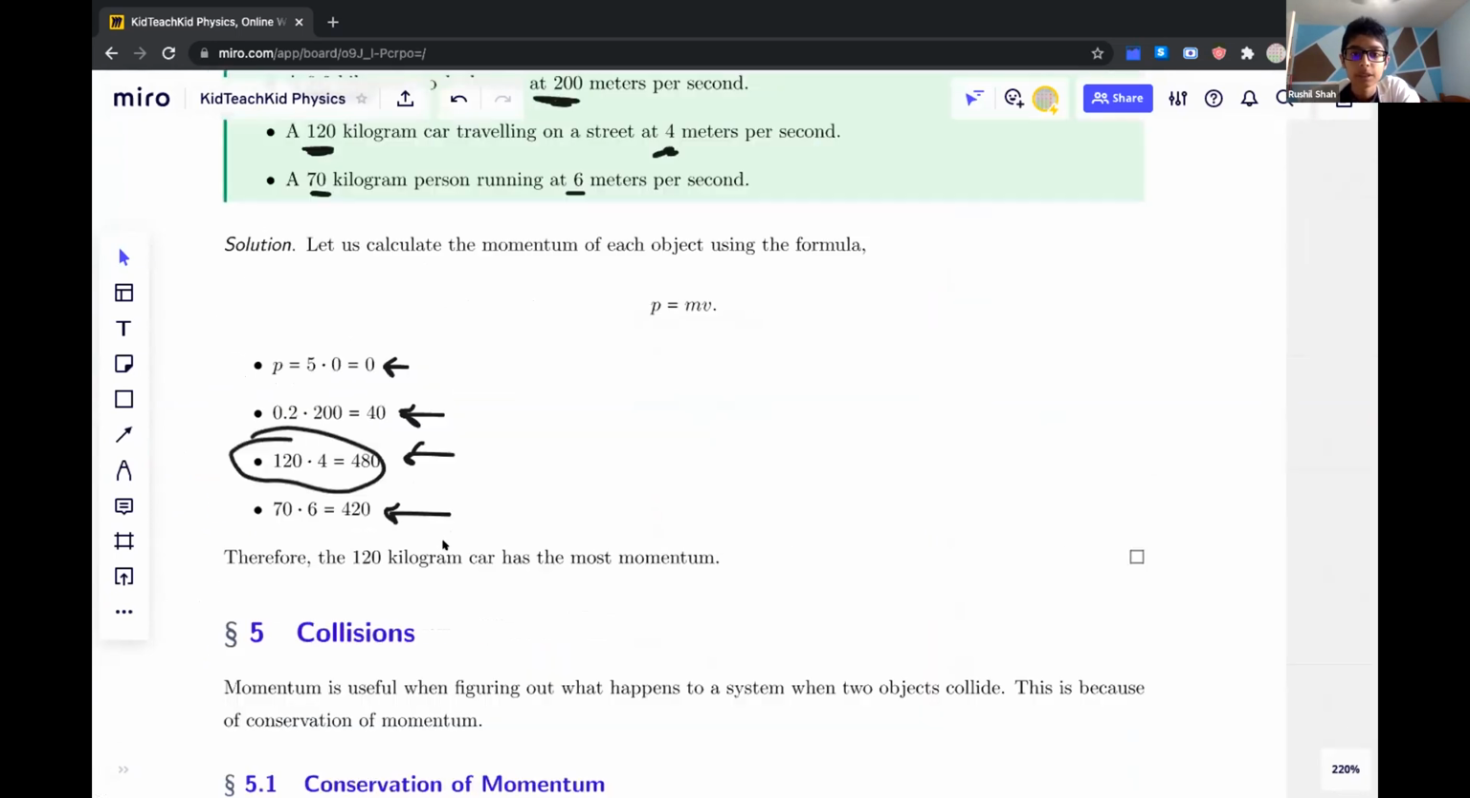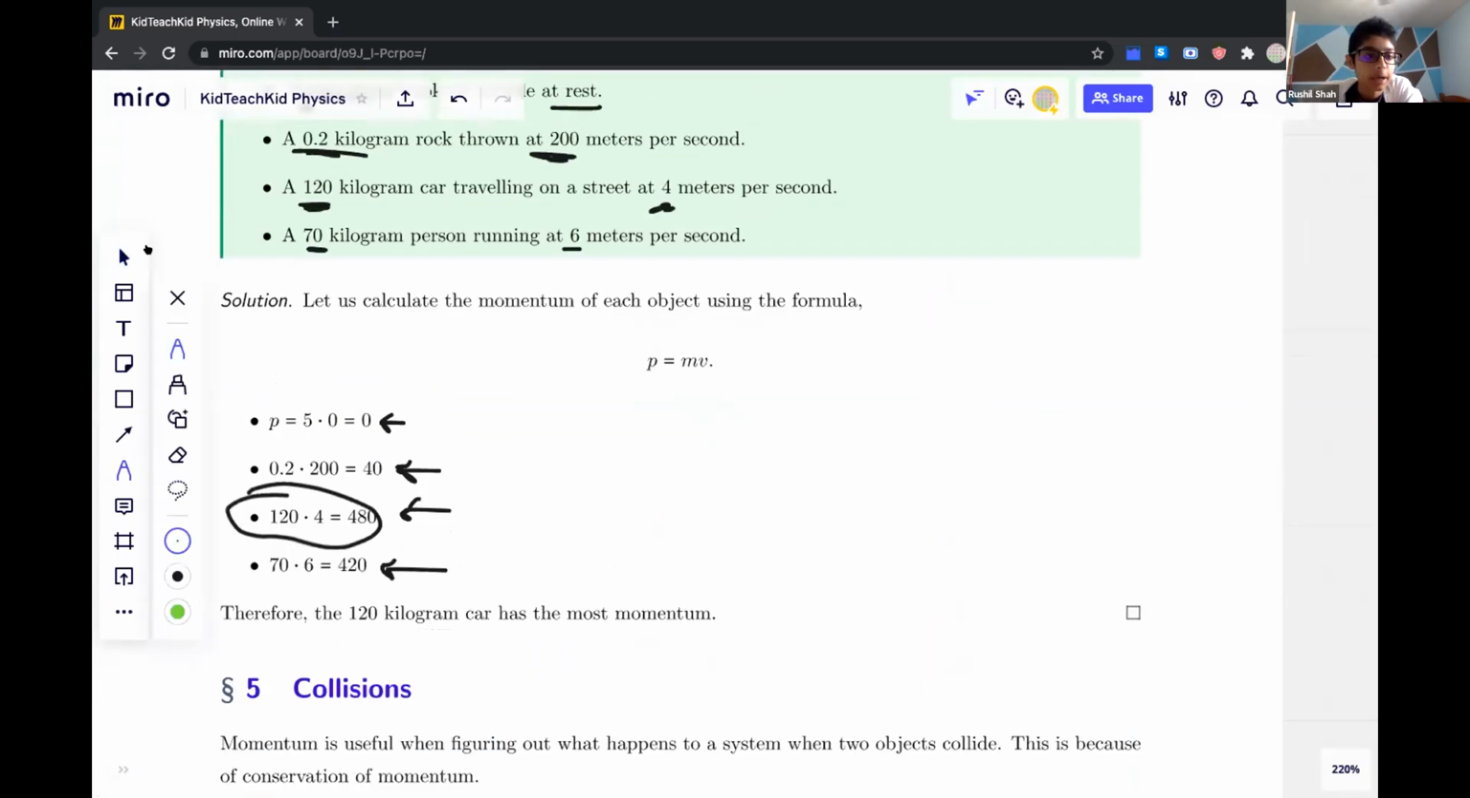Okay, so before we go on, I'm just going to quickly discuss what the units of momentum are. So we know that P is equal to the mass, which has some units, times the velocity, which has units as well. And mass has units of kilograms, and the velocity has units of meters per second. So can anyone guess what you think the units of momentum will be?